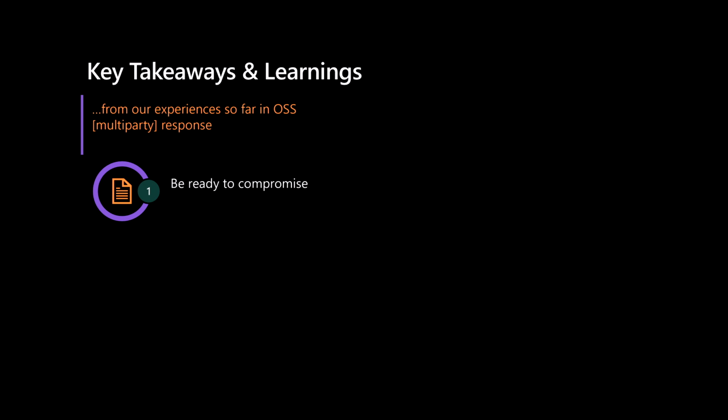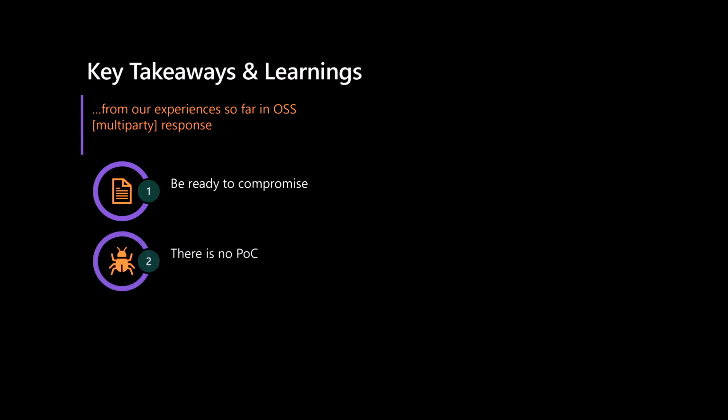So the first one is, especially when it comes to multi-party response, be ready to compromise. For example, one very simple instance of that is we have a Patch Tuesday in Microsoft. That's the day we release. Other companies have Patch Wednesday, OEM Mondays. Some companies do it once a quarter.